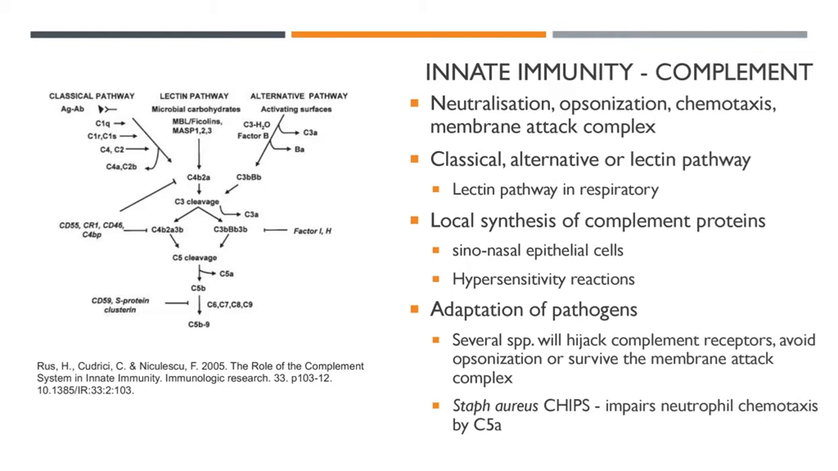Several species of bacteria and viruses have adapted to this defense mechanism and have developed ways to hijack complement receptors, avoid opsonization, and survive the membrane attack complex. For example, the common respiratory invader Staph aureus sometimes expresses a special protein, chemotaxis inhibitory protein of Staph aureus, or CHIPS, that specifically impairs neutrophil chemotaxis by C5a.